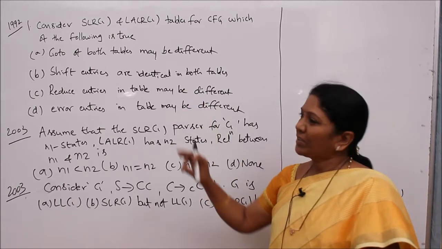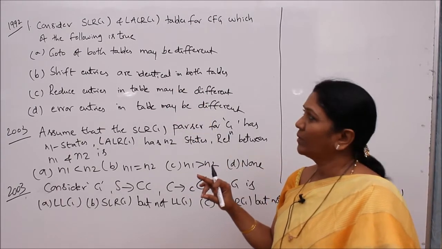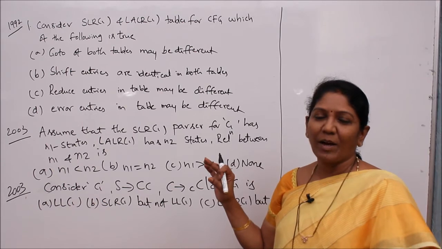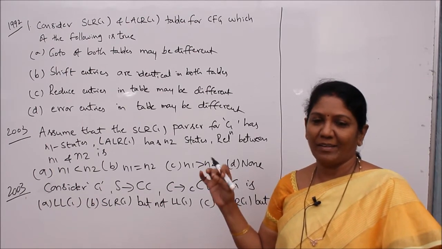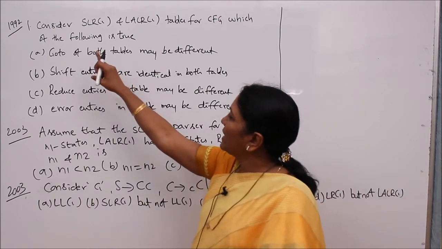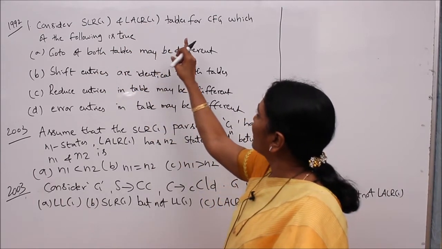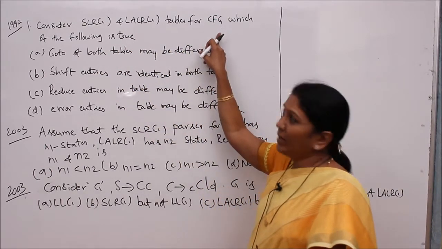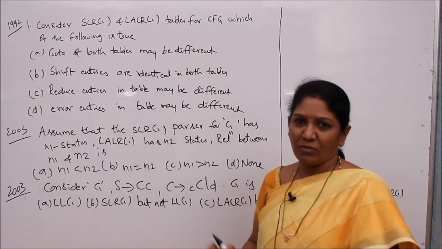So let us look at this question. This was asked in 1992. Remember, in those days the options could be more than one. Answer need not be only one. Okay, let's see here. What's the question? Consider SLR1 and LALR1 tables for a given CFG. Which of the following is true?